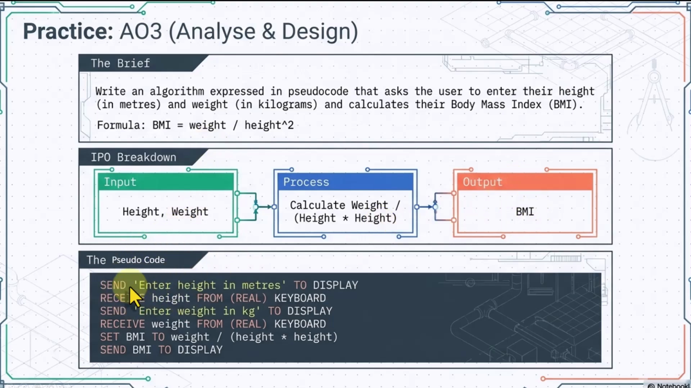Okay, send "enter height in meters" to display, receive height from keyboard. Okay, that is a real number from keyboard. Send "enter weight in kgs" to display, so again, receive weight from keyboard, and that also has to be real. Set BMI to weight divided by height multiplied by height. So this will be calculated and it will be stored inside BMI, and send BMI to display. Okay, so that is our final pseudocode if this question is asked in the exam.